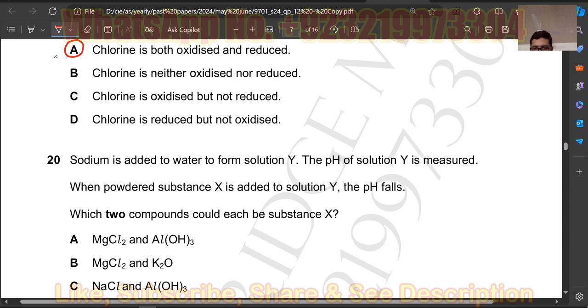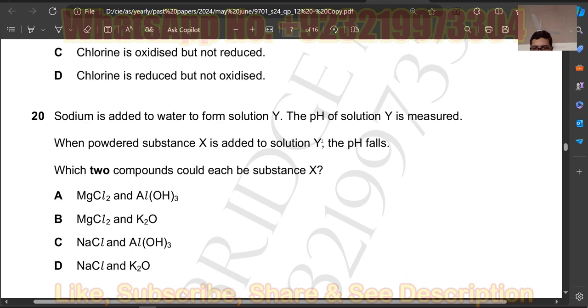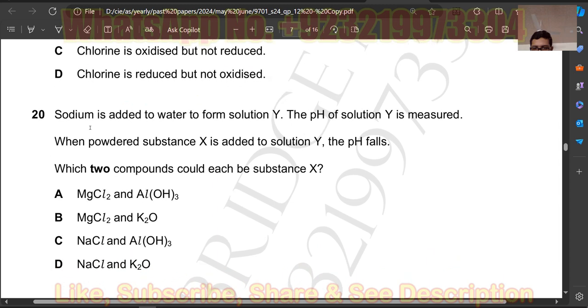Then question number 20: sodium is added to water to form solution Y. The pH of solution Y is measured. When powdered substance X is added to solution Y, the pH falls. Which two compounds could each be substance X? Alright, now this question is kind of tricky, and I hope this question will be added in the examiner report.